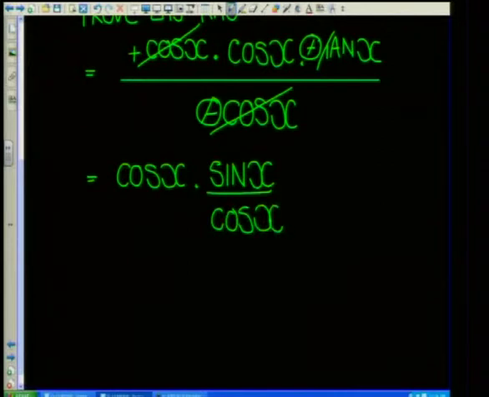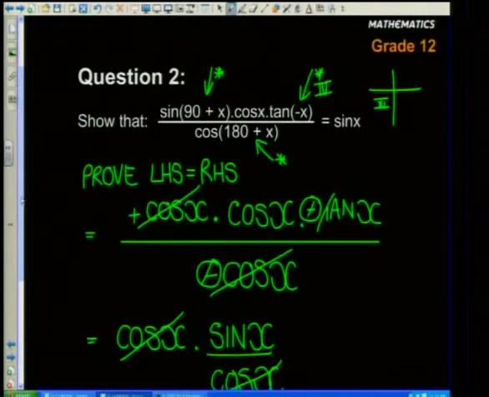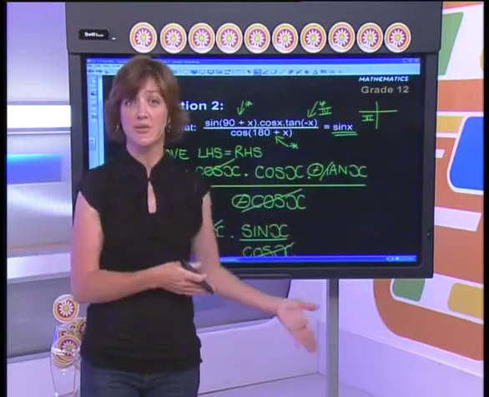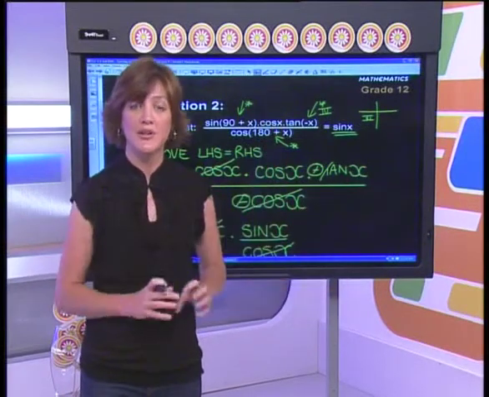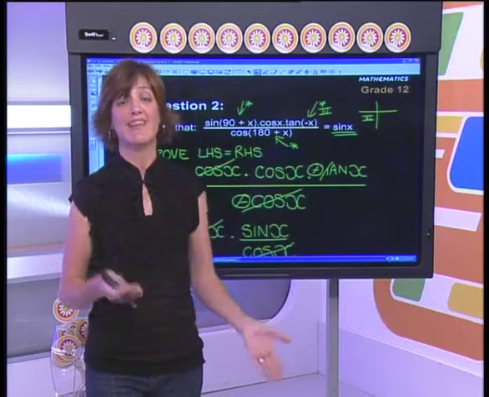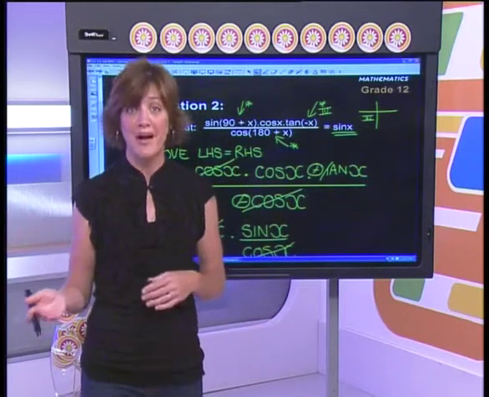Okay. And with that, we can cancel top with bottom there, and we are left with sine x. Now let's just take one quick look at what we were supposed to prove, and we can see that we have done it. We have managed to prove that your left-hand side, all of that worked its way down to being just sine x, which is exactly what it was on the right-hand side.